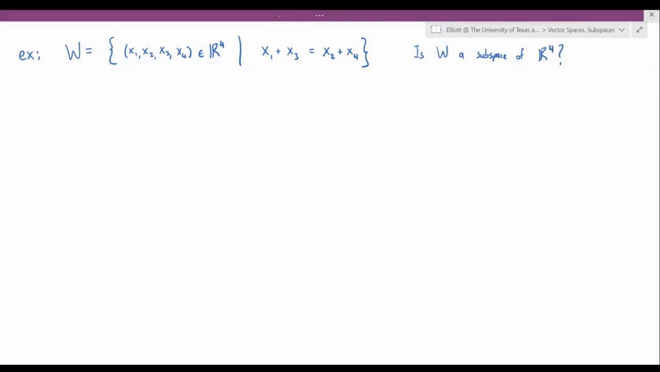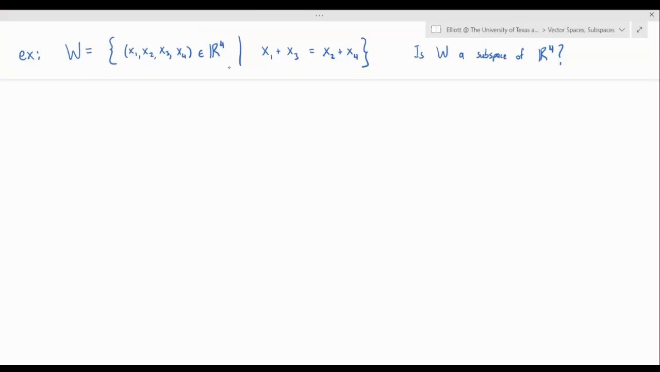Oops, that's not what I want. Okay, all right. So here we have this set W. W is a subset of the vector space R4, and W specifically is all vectors satisfying this property: x1 plus x3 is equal to x2 plus x4, okay? And then the question is, is W a subspace of R4?